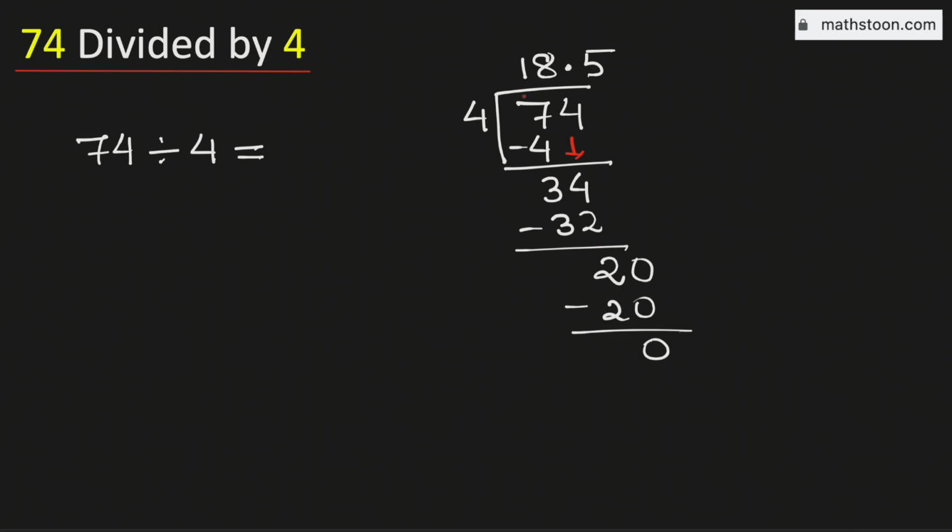Therefore, 74 divided by 4 is equal to 18.5. And this is our final answer.